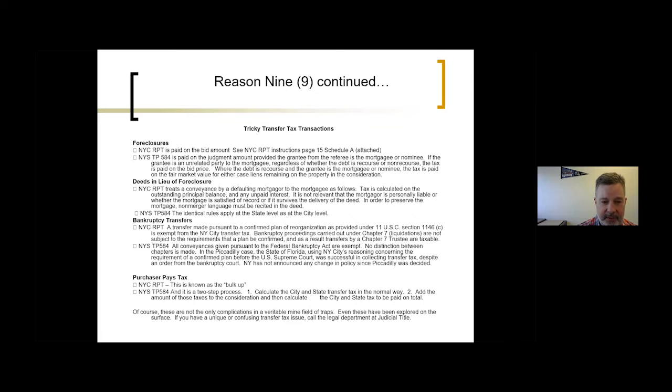As I said, there are different tricky transfer tax transactions. I'm not going to go through each of these, but they're in the material. Call us if you're not sure what the transfer tax is going to be. If it doesn't look right on your bill, give us a call or email us, and we'll go through it. There are different scenarios with foreclosures, deeds in lieu of foreclosure, bankruptcy transfers, and the purchaser paying the transfer tax, as I mentioned before. That's going to be bulked up. So if you're not sure of the calculation, just give us a call and we can run through it with you.